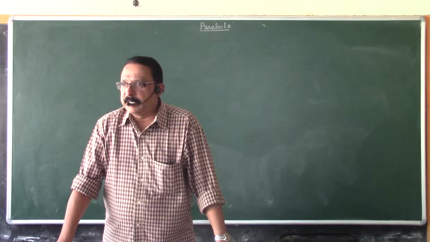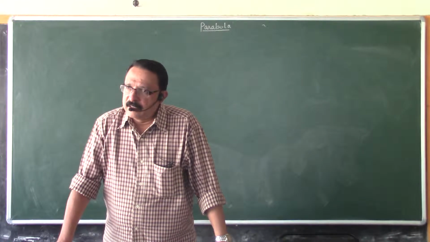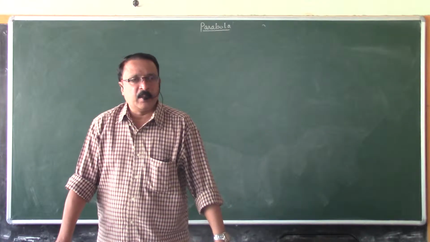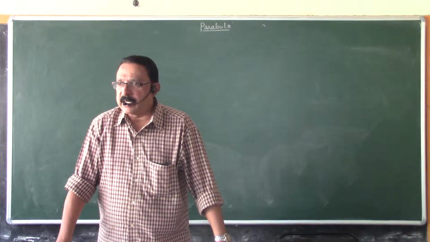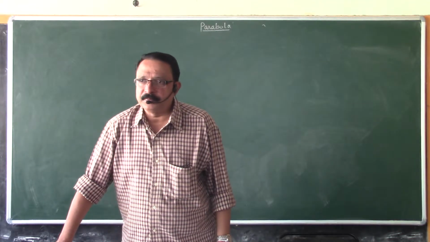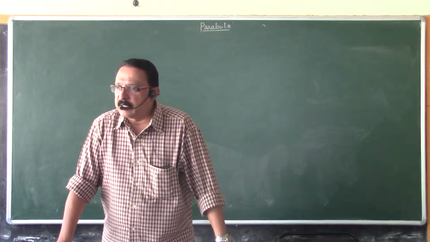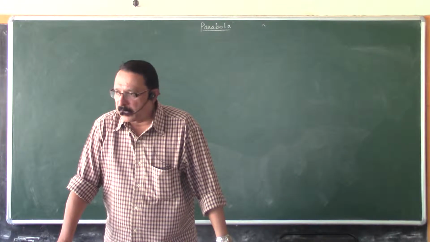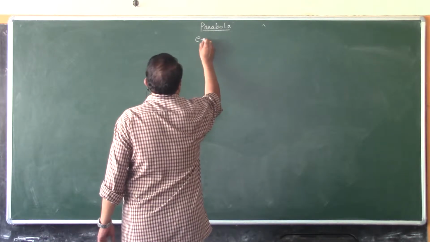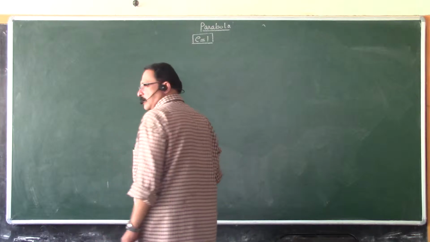Now let us begin our study of conic sections. The conics are parabola, ellipse and hyperbola, and let us first take up the parabola. A parabola is a conic section whose eccentricity is equal to 1. For a parabola, eccentricity e is equal to 1.